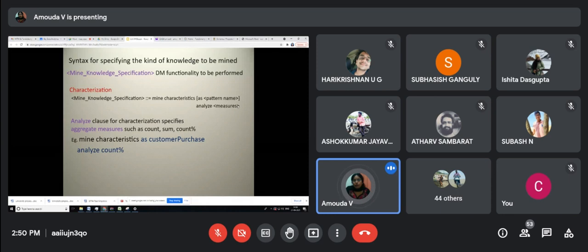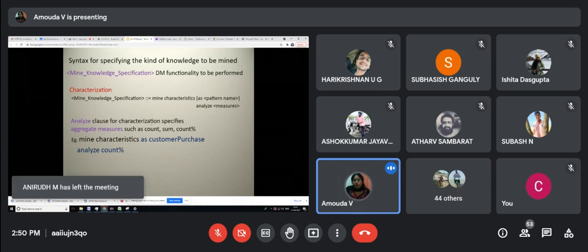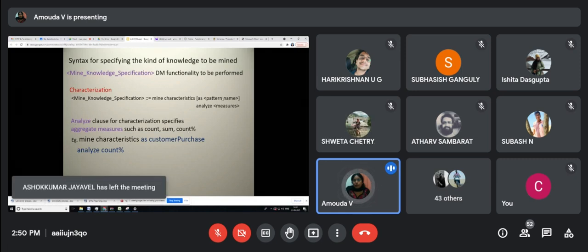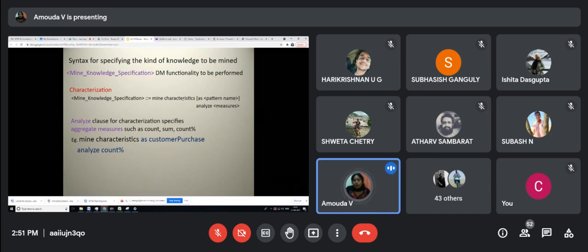So, with an example, analyze the measure for characterization specifies aggregate measures such as count, sum, and count percentage. In this measure place, you have to replace count, sum, count percentage, any option. Analyze as a pattern name you have to give. Let us see the example for this syntax.